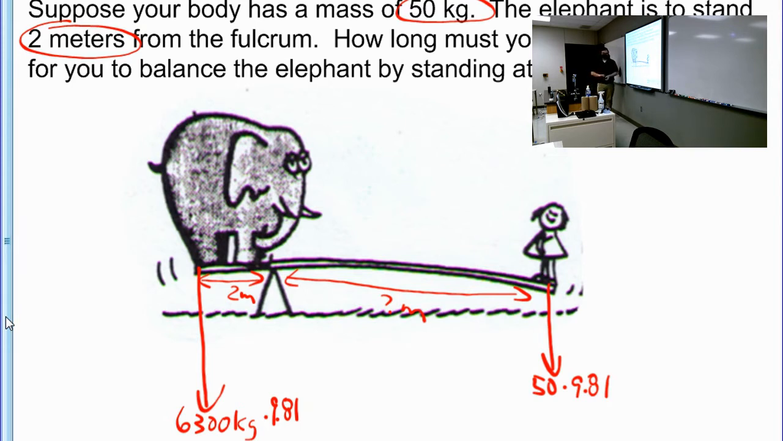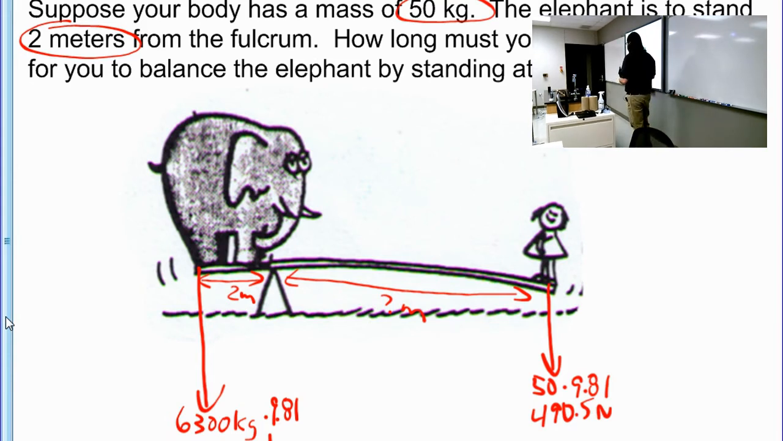What's the mass of the elephant? Or sorry, the weight of the elephant. So multiply by gravity. 6,300 times 9.81 is 61,803 newtons. And then 50 times 9.81 would be the weight of myself, or 490.5 newtons. Okay, so we've got that.